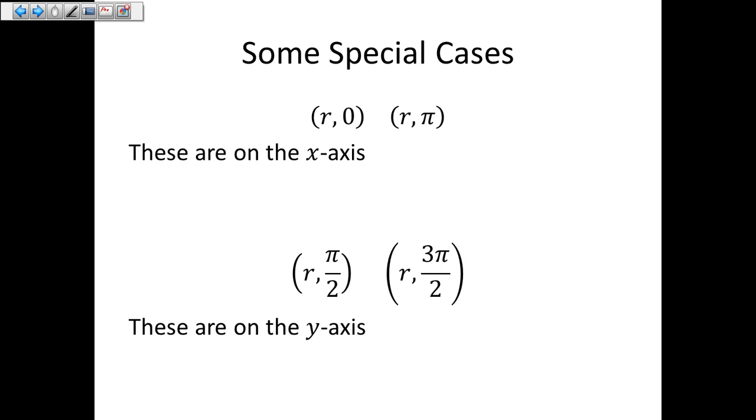The point 4 comma 0 is on the x-axis 4 units away from the pole. It's actually the point 4 comma 0 in rectangular coordinates also. The point 4 comma pi would be negative 4 comma 0. If you just recognize these special cases, you can save yourself some work.